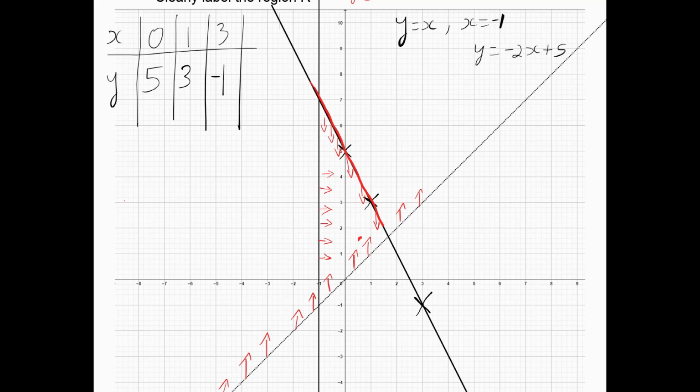So we can see that the region indicated is to the right of x equals minus 1, it's above y equals x, and it is below or on the line y is equal to minus 2x plus 5. So this must be the region contained in here. It must be what I am now highlighting as the region. And you've got to be clear to the examiner that what we are doing is highlighting the region that we want. So there's our region, and I'm going to label it R.